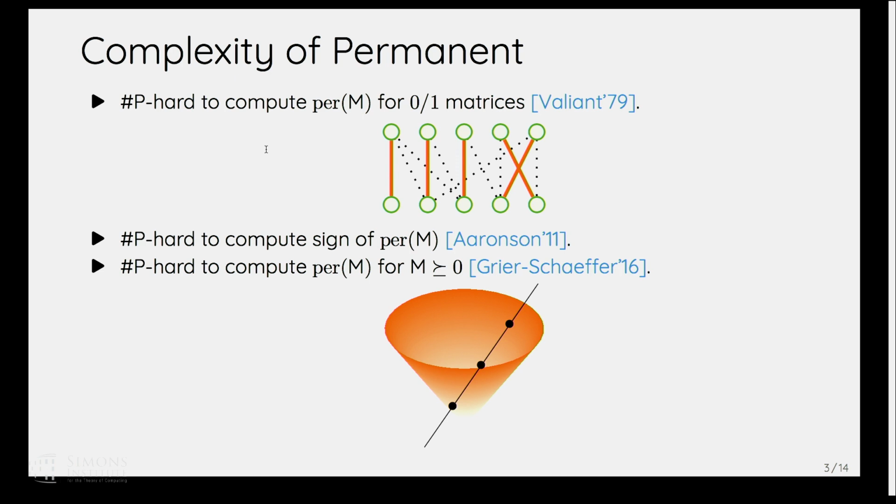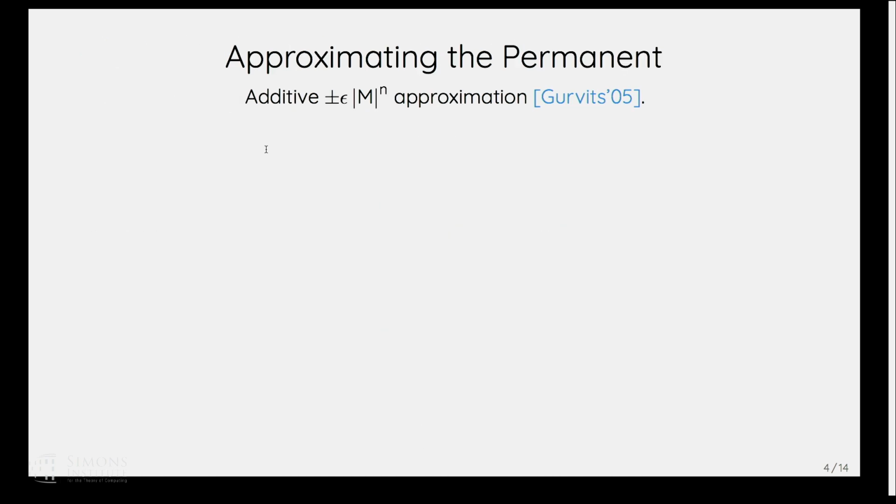And the reason is simply because the permanent is a low degree polynomial. By low degree, I mean degree n. And if you're able to compute it over a somewhat open set, then you can use polynomial interpolation to basically evaluate it at every point in the space. Okay, so the permanent is #P-hard to compute, but what about approximations? Well, there is this general result of Gurvits that you can approximate the permanent of any matrix within an additive error of epsilon times the spectral norm of M to the n.